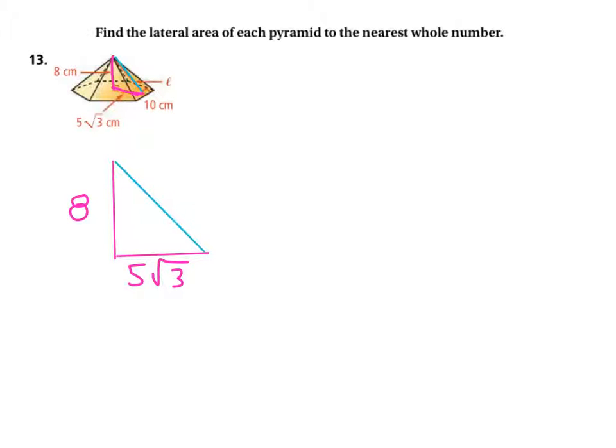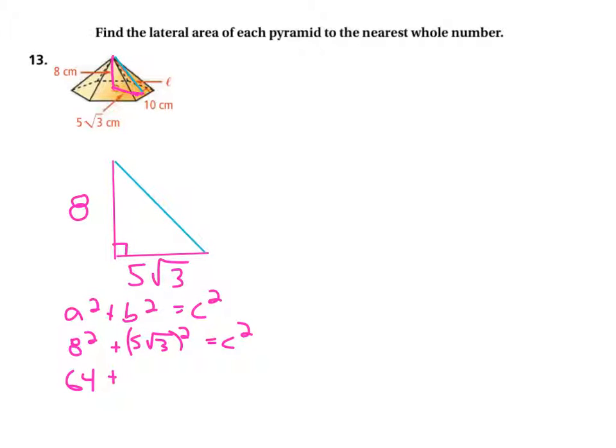And because we are forming a right angle down here, we can then use the Pythagorean theorem to do this. We can say if a squared plus b squared equals c squared, then 8 squared plus (5 root 3) squared equals c squared. Okay, so 8 times 8 is 64, and 5 times 5 is 25. Root 3 times root 3 is 3, so 25 times 3, 75, equals c squared.